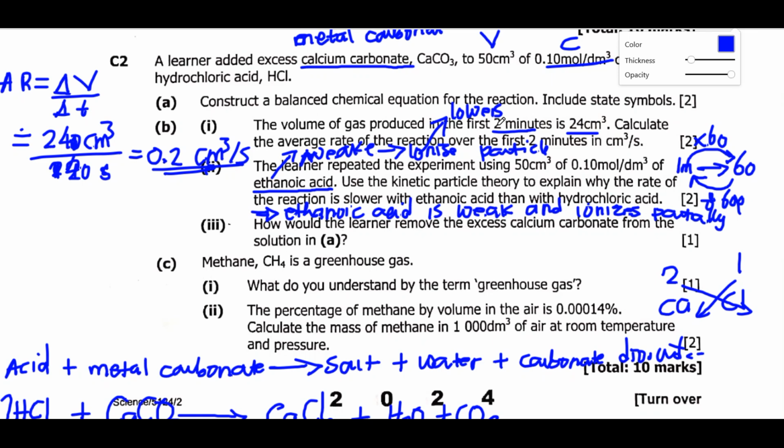We move on to number 3. How would the learner remove the excess calcium carbonate from the solution in A? Excess calcium carbonate, we are looking at the unreacted reactant. So we can just use filtration because the calcium carbonate will remain unreacted. So we'll say filtration. So we have filtration as the final answer.